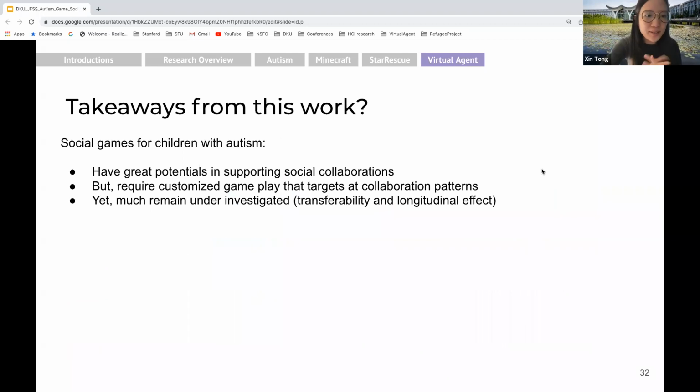So finally, takeaways. Social games for children with autism, in general, from my two works and the prior work, do have great potential in supporting different kinds of social collaboration. But the collaboration types should be further specified and customized in the gameplay. We found that dissecting the collaboration into the four patterns, or mapping it to the four patterns, helped us to better design the game. And finally, there is still much work that remains under-investigated, like transferability and longitudinal effects.